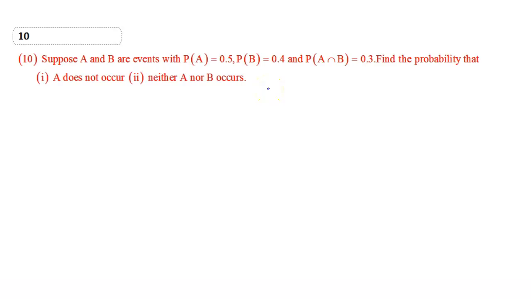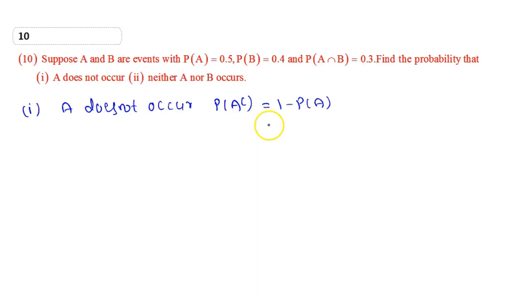Right, with P of A equal to 0.5, P of B equal to 0.4, and P of A intersection B equal to 0.3, find the probability that A does not occur, and that neither A nor B occurs. So here condition number 1: A does not occur. In the sense, we need to take P of A complement. P of A complement is nothing but 1 minus P of A, that is 1 minus 0.5, which is equal to 0.5 only.